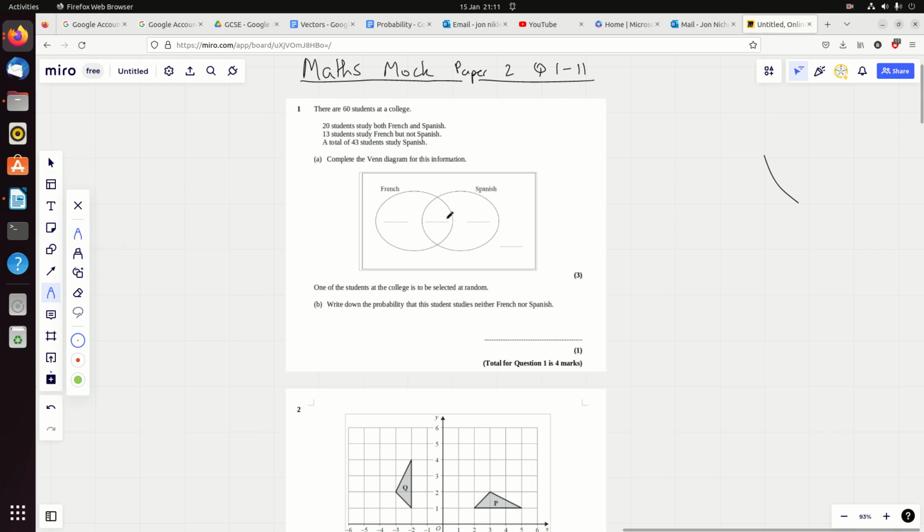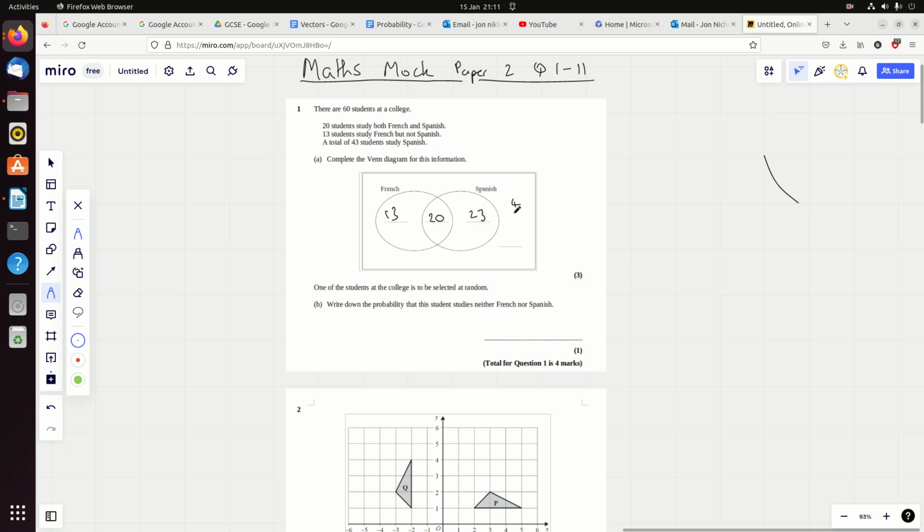Okay, let's go. Right, so 60 students in a college, 20 study both French and Spanish. So 20 is going there. And I think most people are getting this right actually. 15 students study French but not Spanish, so we can just shove that there straight away. A total of 43 students study Spanish. Well, that includes the 20 here, so that's going to be 23. And therefore we've got 20, 33, 43, 53, 56.